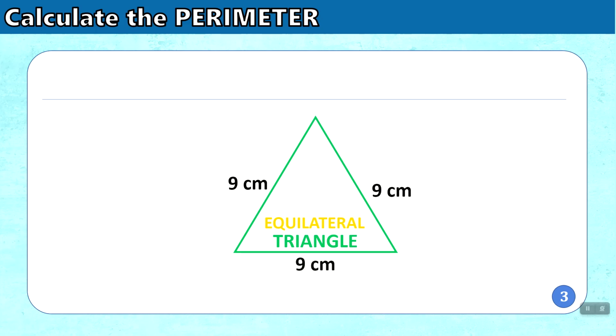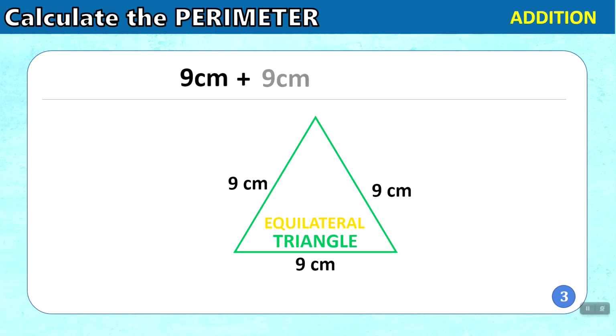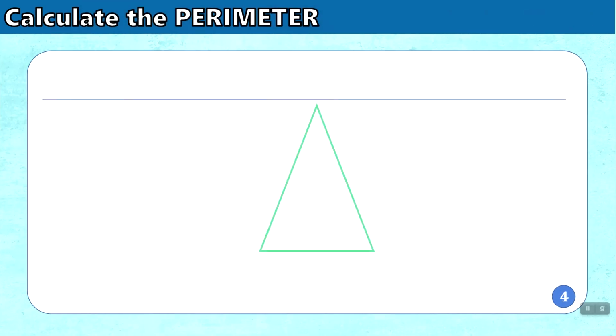It's also 9 centimeters. That's because we have stated that this is an equilateral triangle, which means all sides have the same length. And so we can find the perimeter by adding up all of the sides. 9 plus 9 plus 9 is equal to 27. The perimeter of this equilateral triangle is 27. Let's look at another triangle.